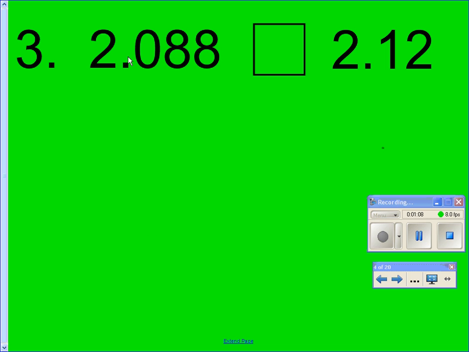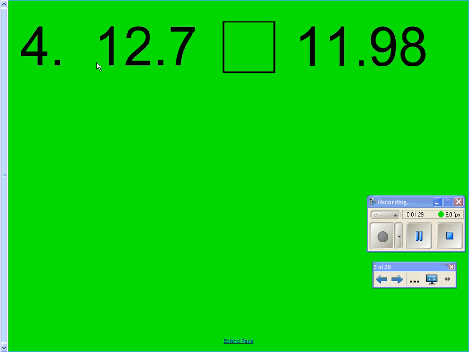Okay, next one we have 2 and 88 thousandths and 2 and 12 hundredths. So again, the 2's are the same in the ones place. Then we have a 0 and a 1. Okay, so 2 and 88 thousandths is less than 2 and 12 hundredths. Try this next one on your own.